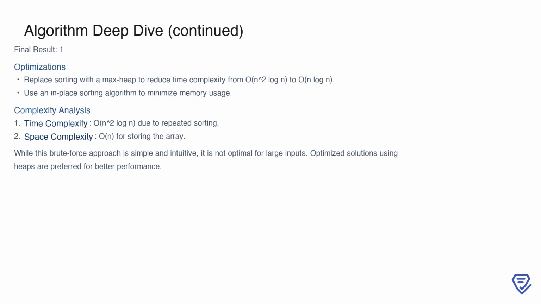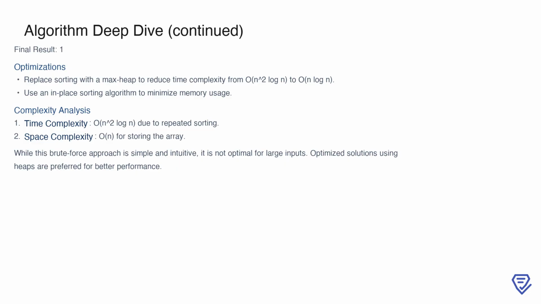In terms of complexity analysis, the brute force approach has a time complexity of n squared log n, due to the repeated sorting, while the space complexity is n, for storing the array. Although this method works for smaller input sizes, for larger datasets, an optimized solution using heaps is highly recommended to achieve better performance.